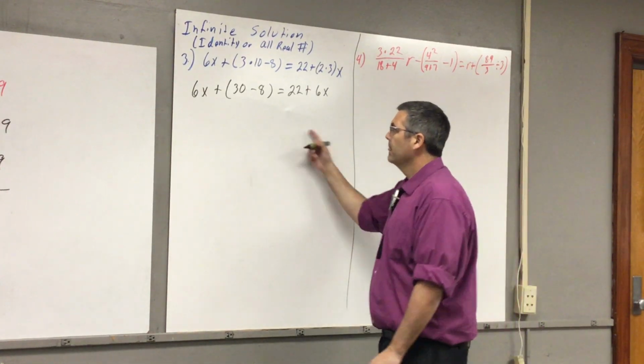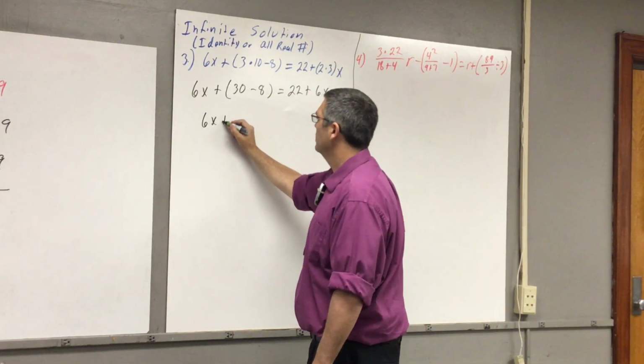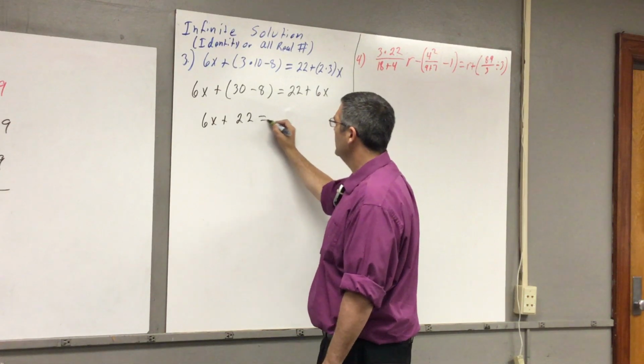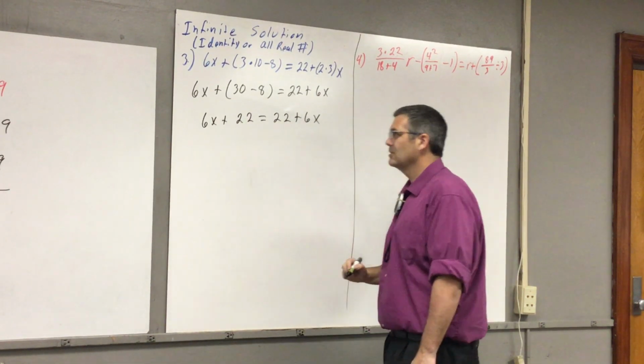Okay? Now, next part. 6x plus 30 minus 8 gets me 22 equals 22 plus 6x. Guys, look at that.